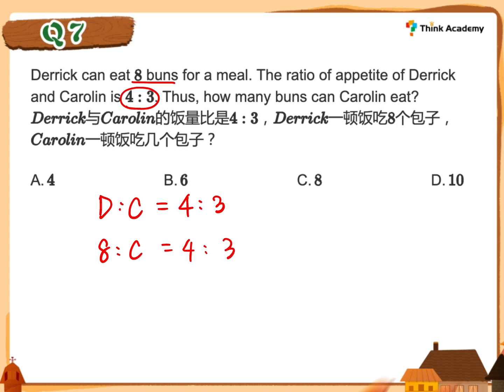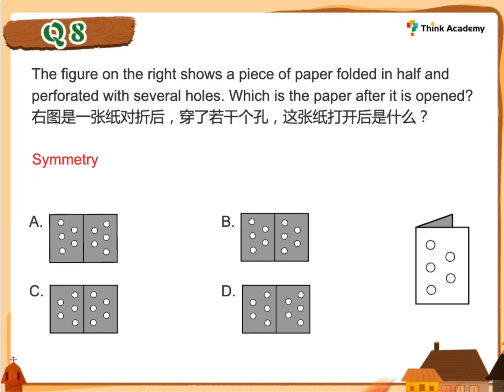It's very easy, right? So we know in the ratio, if the first term and the second term are multiplied or divided by the same number, the ratio doesn't change, right? The ratio doesn't change. So from 8 to 4, we divided by 2, right? 3 divided by 2 also equals 3. So the value of Caroline actually is 6. So we choose B. And the next question.